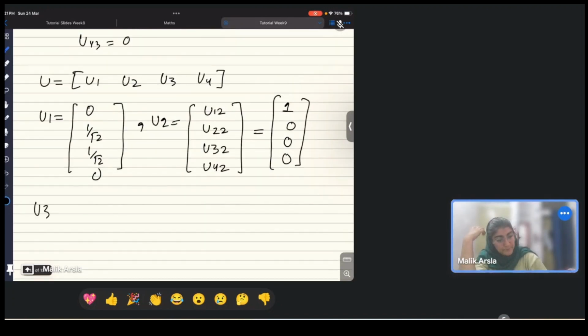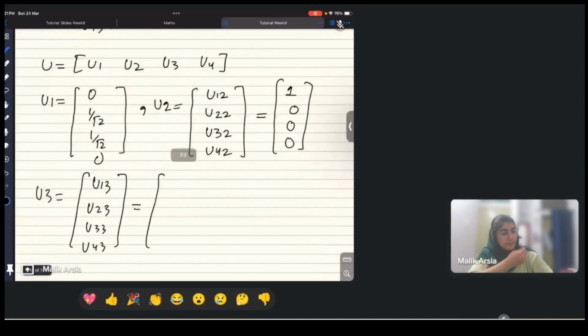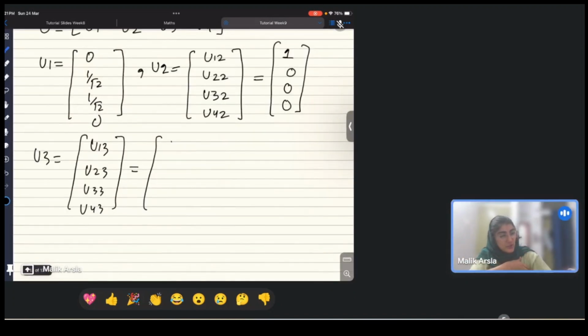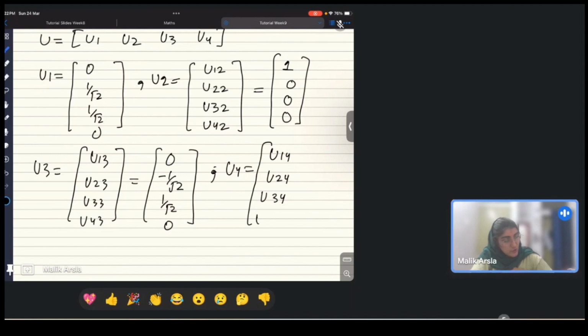What about U3? U3 will be written as U13, U23, U33 and U43, right? So what will it be? U13 is what? 0. Okay, U13 is 0, U23 is? Minus 1 by root 2. Yeah, U33 is 1 by root 2 and U43 is 0, I guess. So now we know that U4 is going to be U14, U24, U34 and U44.